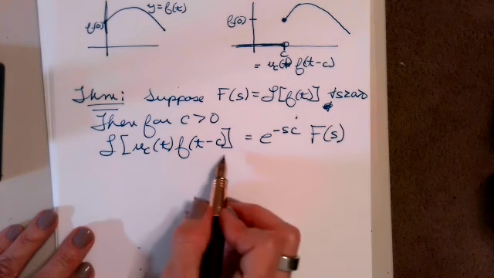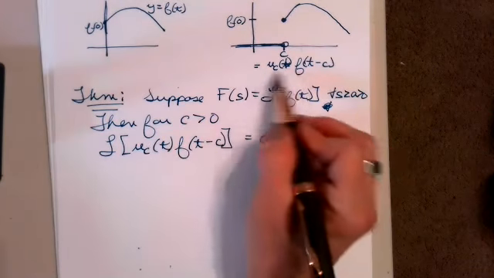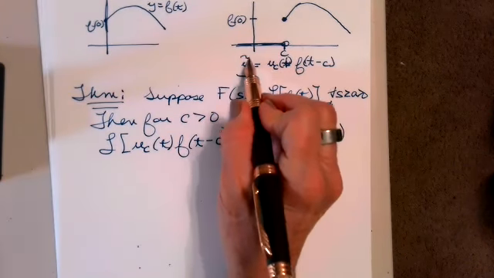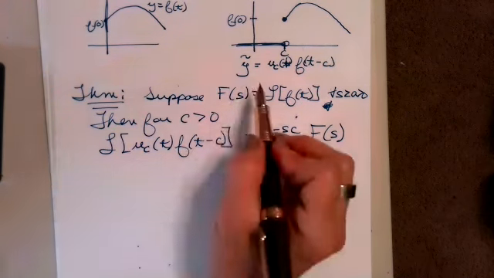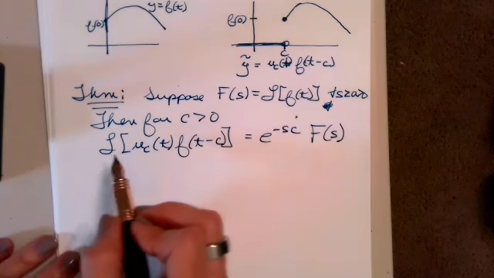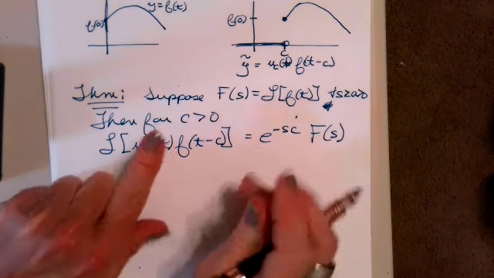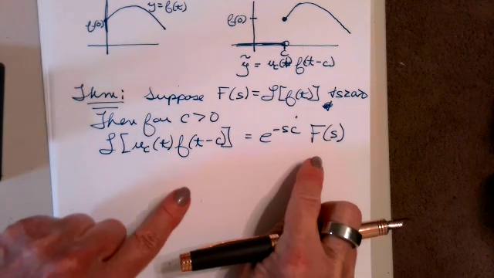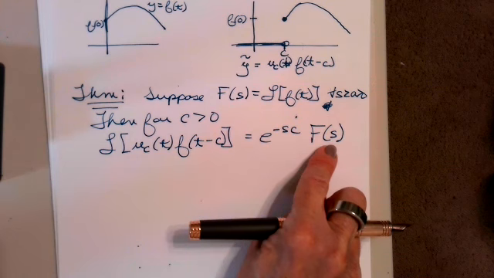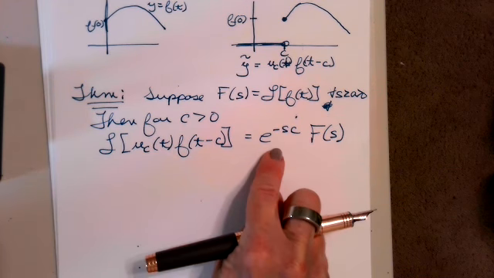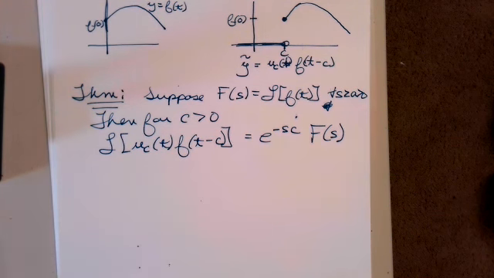So shifting the function to the right and then making it 0 to the left of c, which is what this function does, we call this y tilde. That's the shifted version. So taking the Laplace transform of the shifted version, all you have to do is take the Laplace transform of the original function, little f, because that's what capital F is, and you multiply by e to the minus sc, where c is the amount you shifted that function over.